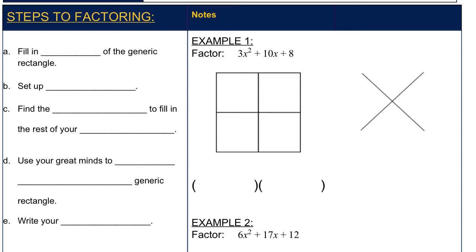The first thing that we are going to do is fill in the 2 corners of our generic rectangle. So with one color, we're going to do that. We are going to start with 3x squared. Your x squared is going in the bottom left, and your 1's going in the top right. The next step, in a new color, is going to set up that diamond problem.